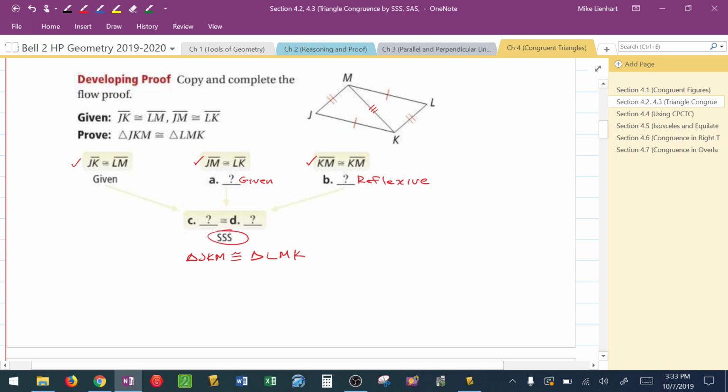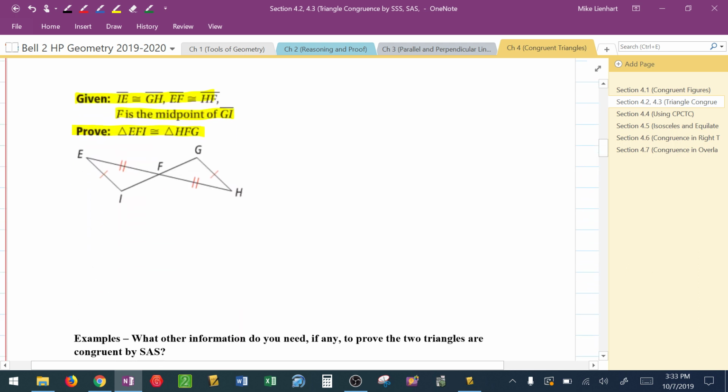All right? Now, pause the video right now, and on your guided notes, go ahead and try to do this problem, doing a proof from start to finish.